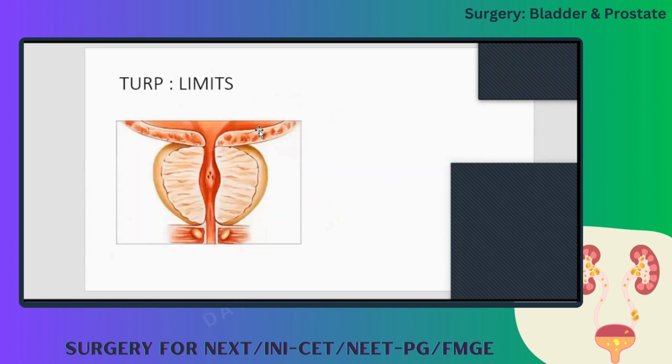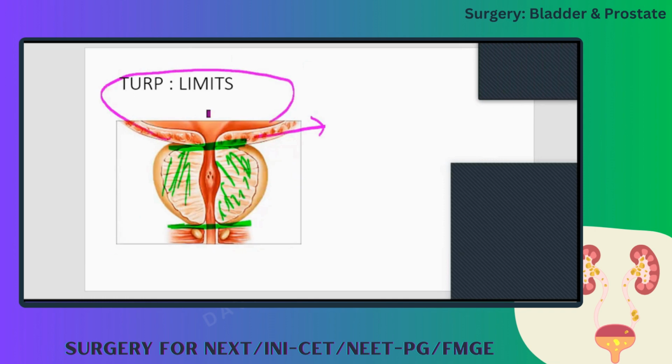So what are the limits, from where to where do you have to resect? You have to start resecting from here to here. You have to resect the gland completely so that the patient will void normally. So what are the limits they'll ask you? One is this. What is this? The bladder neck.